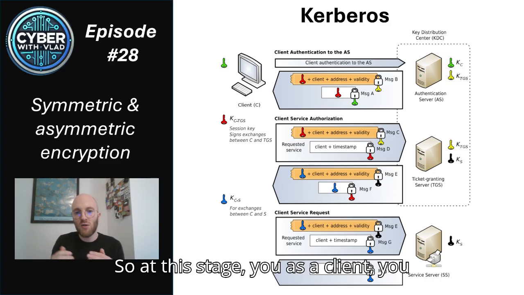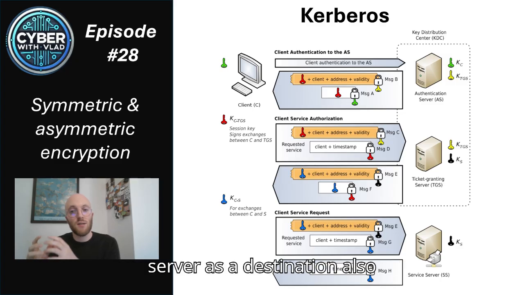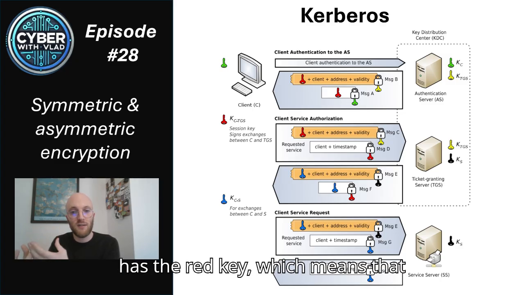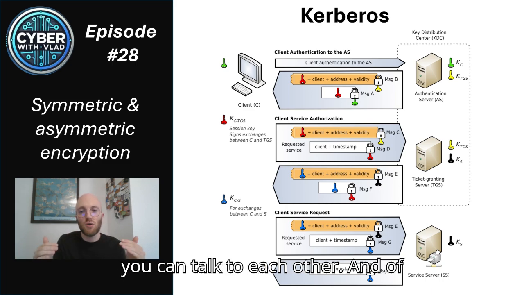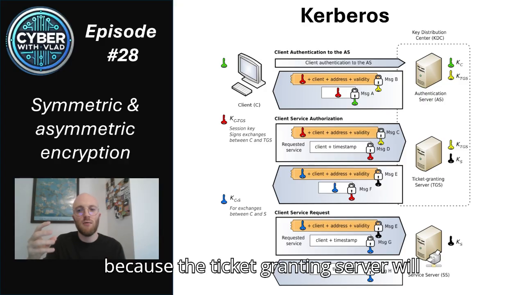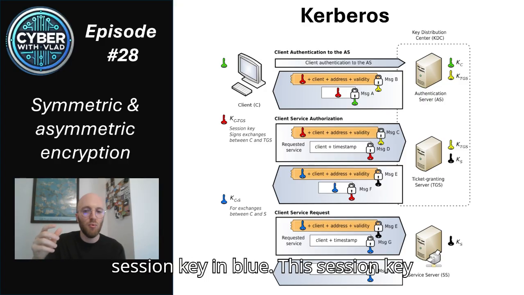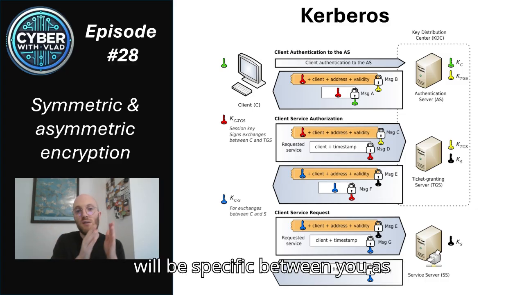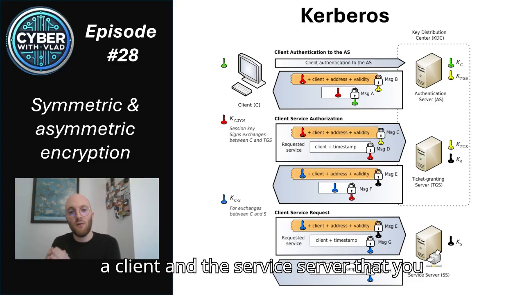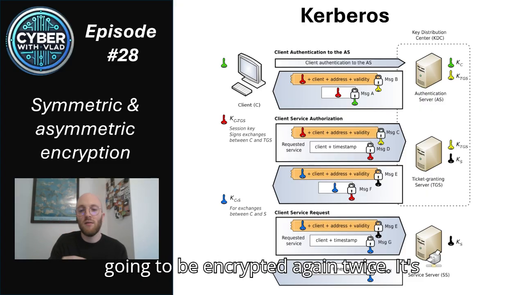So at this stage, you as a client have the red key. The secret granting server as a destination also has the red key, which means that you can talk to each other. And of course, you can do these steps again because the secret granting server will do the same thing. He will generate a session key in blue. This session key will be specific between you as a client and the service server that you want to reach out to. The blue key is going to be encrypted again twice.